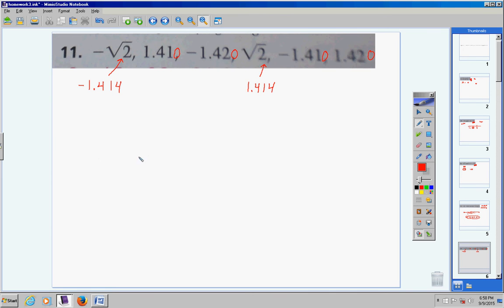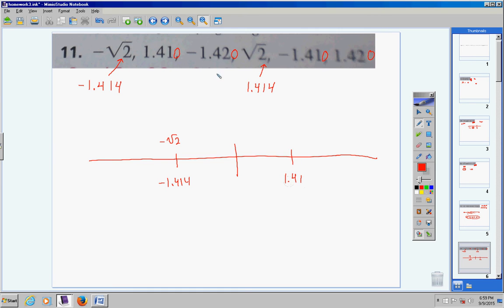Now, let's look at my negative numbers first. It's going to be really hard to put these on a number line because they're so close together, okay? So I'm going to spread them out a little bit. Negative 1.414. I'm going to put that about right here. Negative 1.414, which of course is negative square root of 2. Now positive 1.41, so we'll put that about right here.